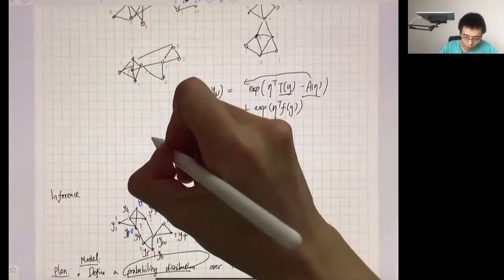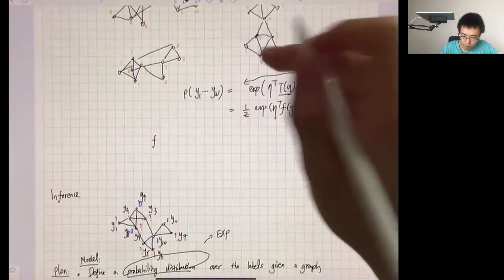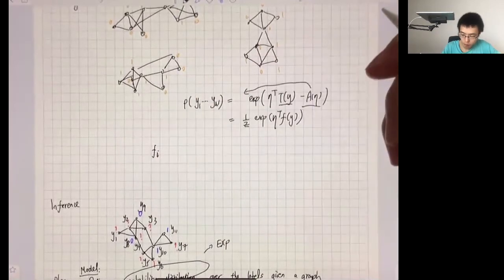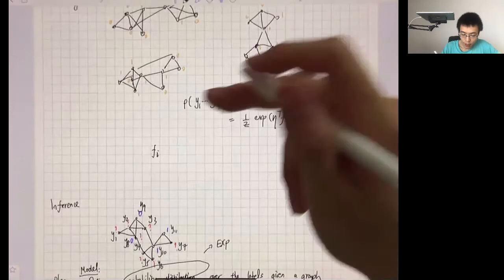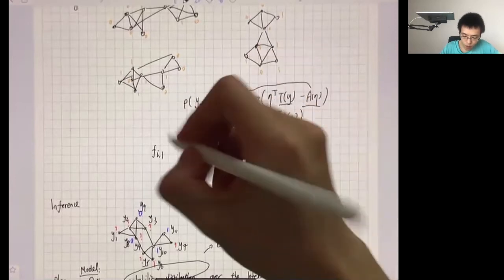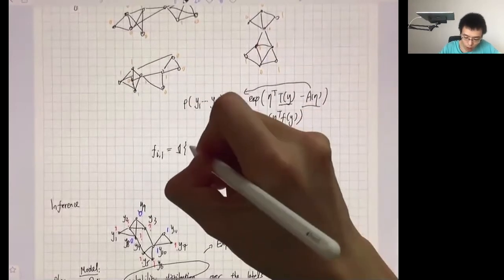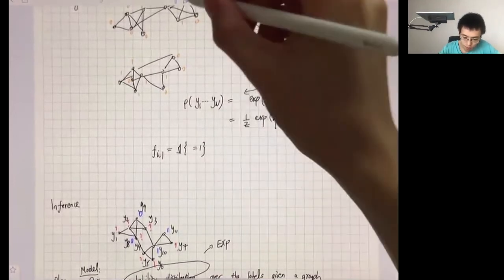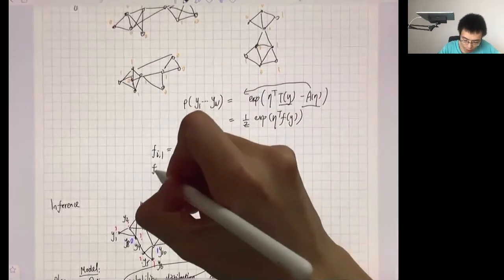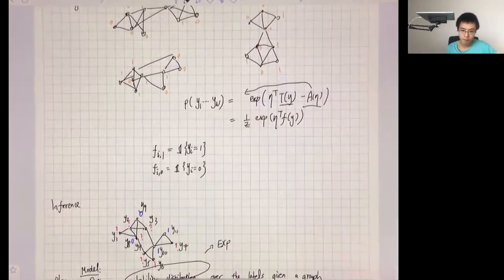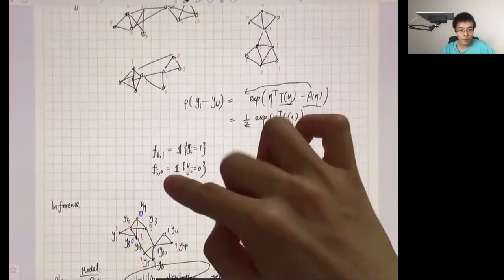So I can say f of node i can choose either 0 or 1, and say whether my node i is 1, that is, yi equals 1. And I have another feature for 0, which is this. This is my first set of features. Suppose you have n nodes, then you have 2n features here.